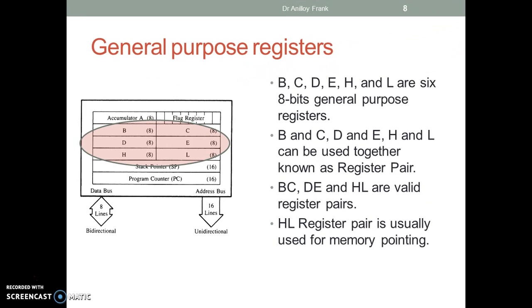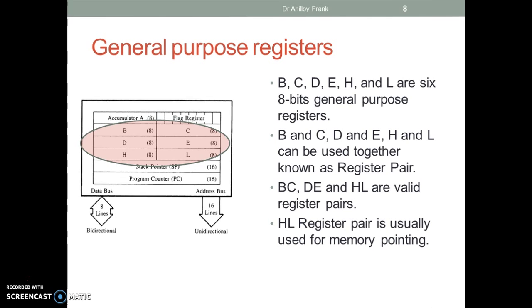General purpose registers. B, C, D, E, H and L are 6 general purpose registers. B and C, D and E, H and L can be used together, known as register pairs. The valid register pairs are BC, DE and HL. The HL pair is usually used for memory pointing.